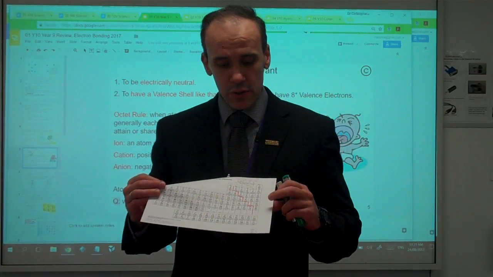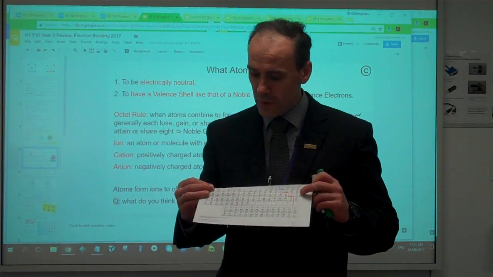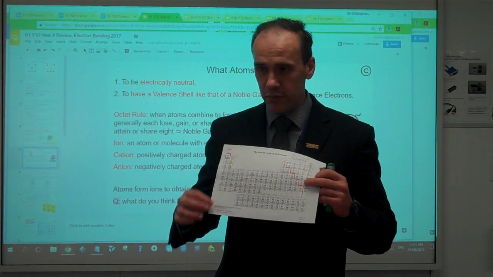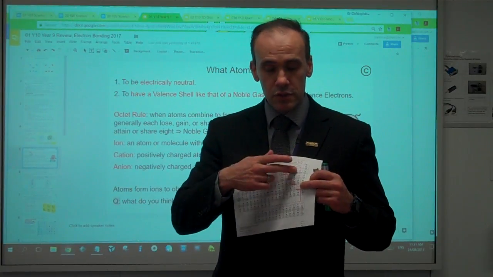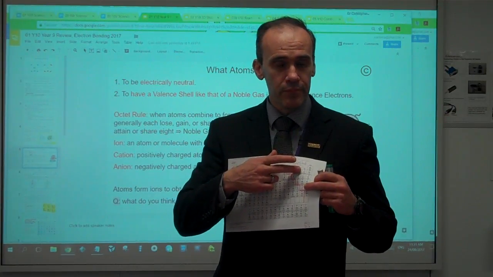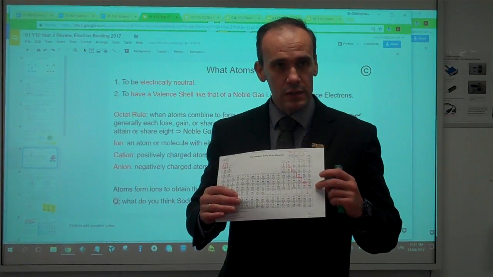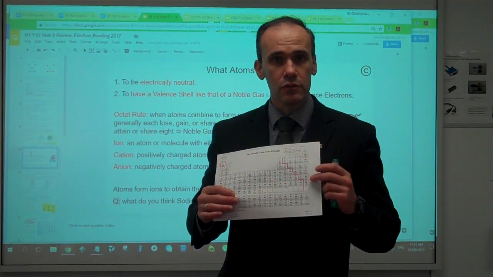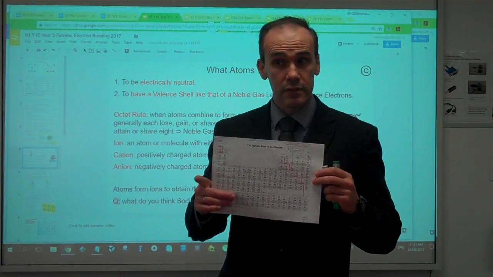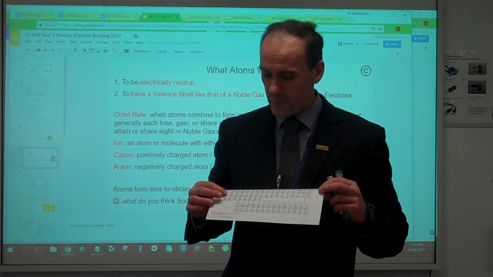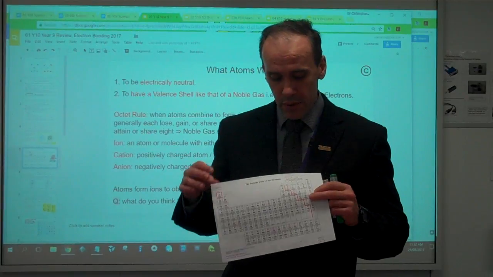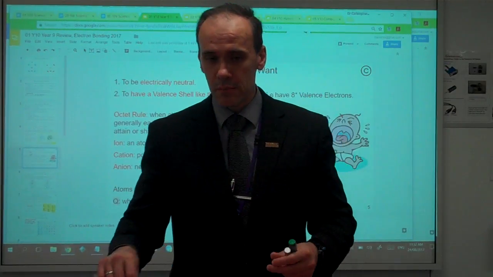You should also note, there are a few things missing here: most reactive down this corner, least reactive in the top right corner, and then noble gases over here, and the octet rule should be marked. I'll send you out, that is your last warning. Okay, and then of course, we'll talk about covalent bonding as well.